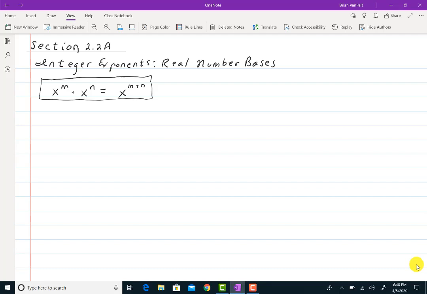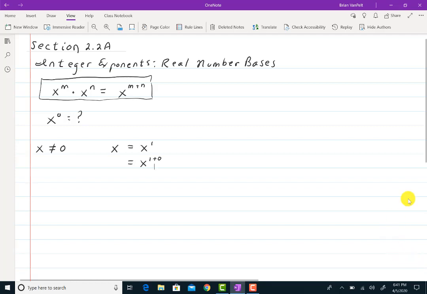Let's address x to the 0. So what is x to the 0 equal to? Well, for this, I'm going to assume that x itself is not 0. So let me go ahead and show you what I have here. We'll start with x. X is the same as x to the first power. But that's the same as x to the 1 plus 0, which is still 1.